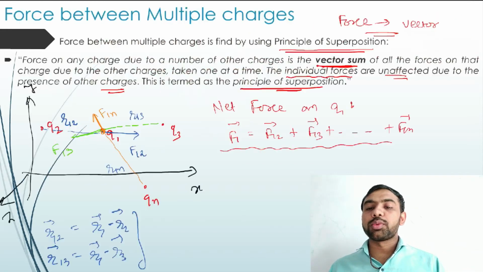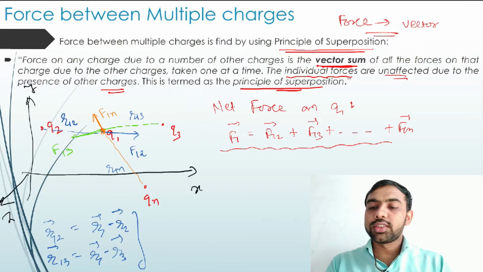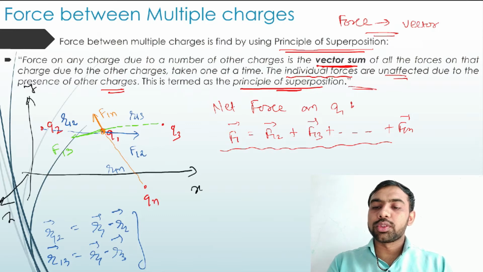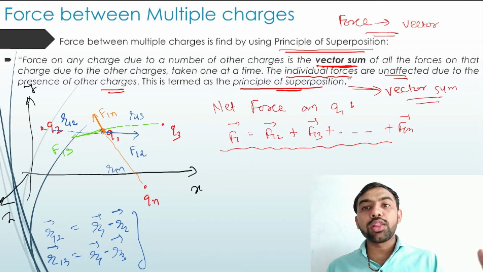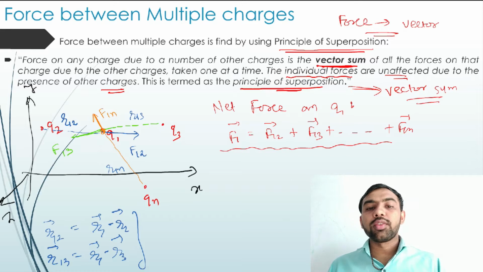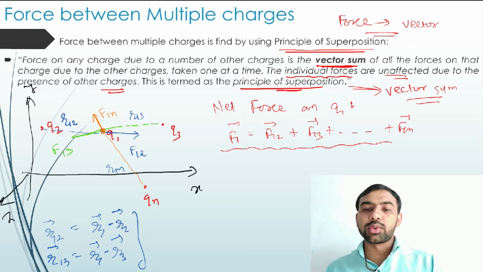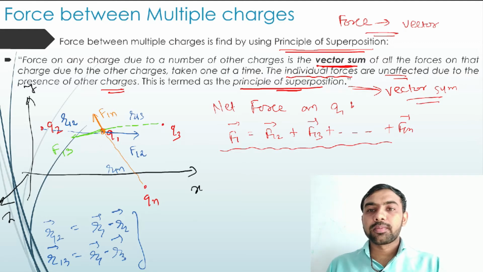What is the principle of superposition? Nothing, it is a vector sum. By doing the vector sum of all the forces, you get the final answer. All of you must note this. Then after this we will go to the solution of some examples based on Coulomb's law. All of you note this.